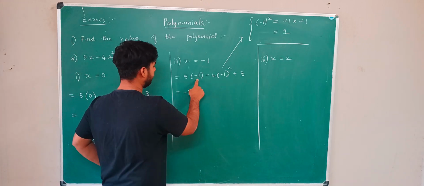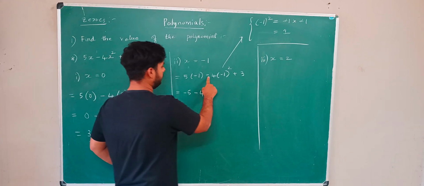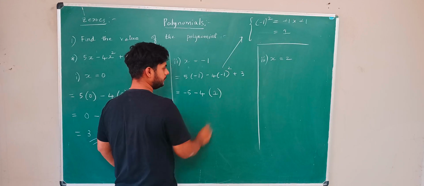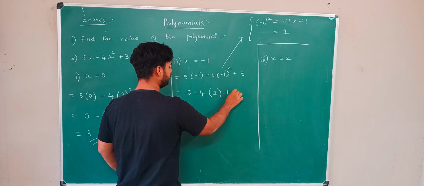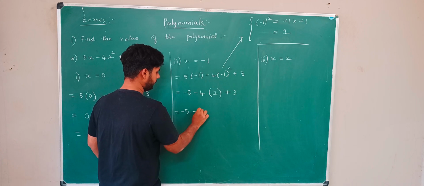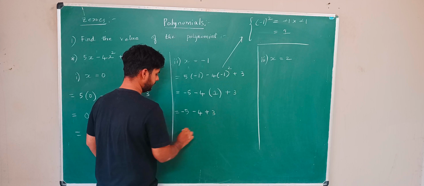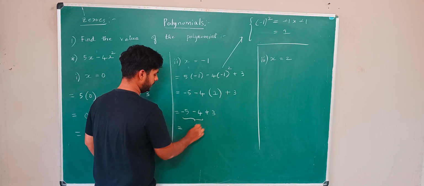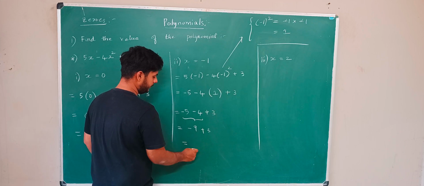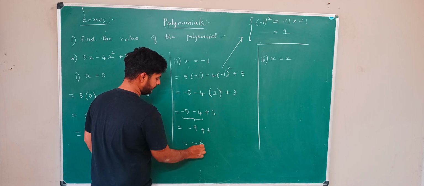Okay, so 5 into minus 1 is minus 5, minus 4 into minus 1 the whole square, which is plus 1. Next, plus 3. Minus 5 minus 4 I will get minus 9, plus 3, minus 9 plus 3 is minus 6.